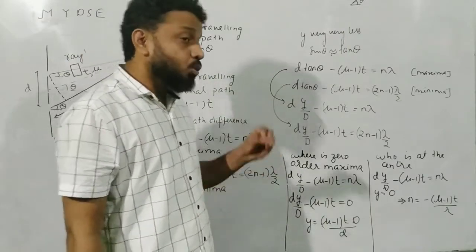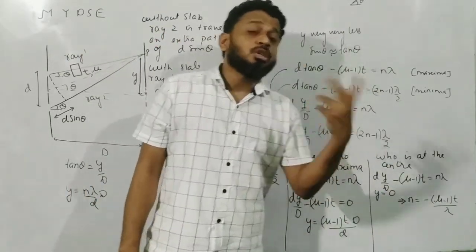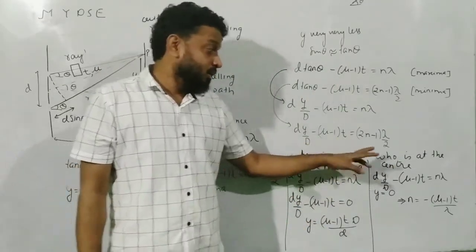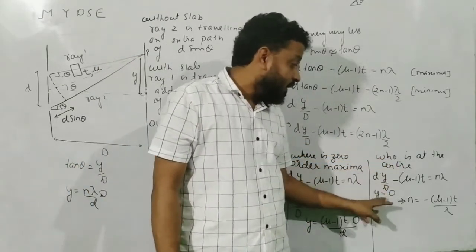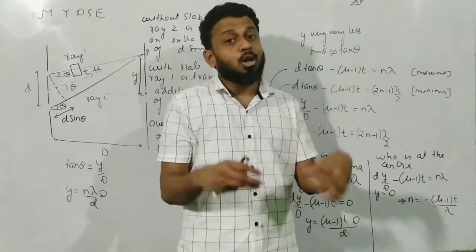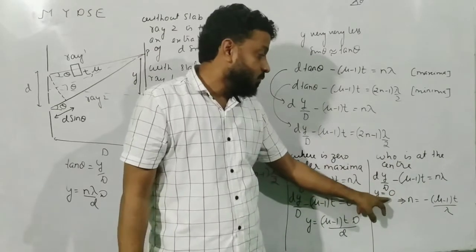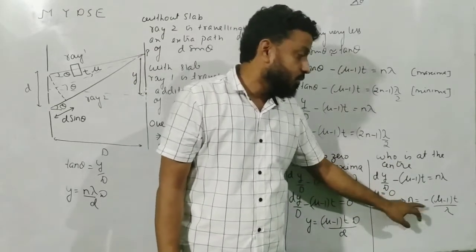And if they ask which fringe is at the center, or which fringe is behaving as central maxima, then in that case you will put y equal to 0, because now you are supposed to find the order of the fringe which is there at the center of the screen. So center of the screen means y is equal to 0, and then you will find the value of n.